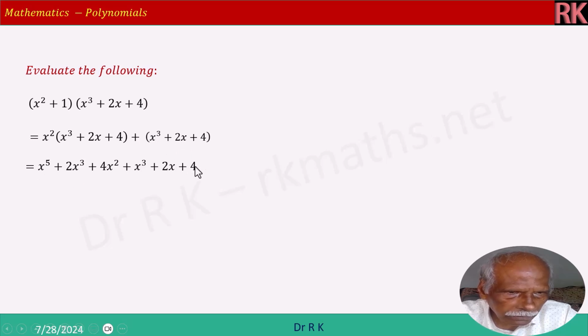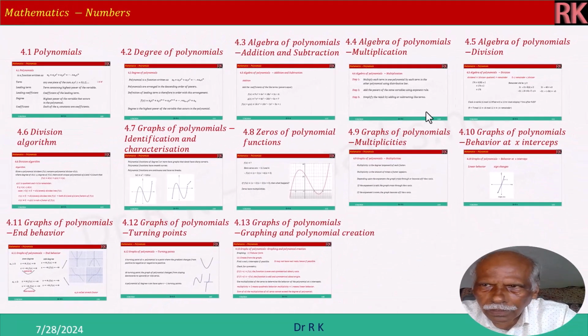Now you add the like terms. For x power 5, there is no term to add. For x cubed, we have two coefficients, 2 and 1, so 3x cubed, plus 4x squared, plus 2x plus 4, because there are no like terms here to add. Now we will see the algebra of polynomials of division.